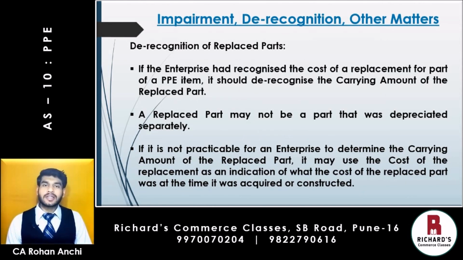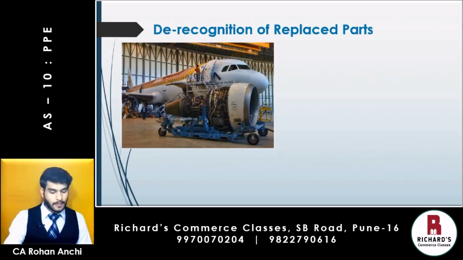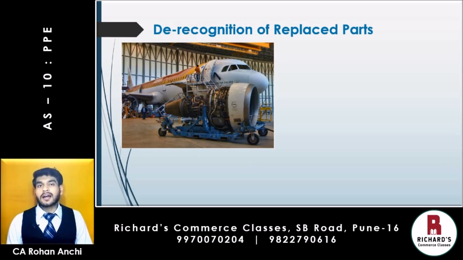Now, there is one more concept in derecognition, and that is derecognition of a replaced part. If an enterprise had recognized the cost of a replacement for part of a PPE item, it should derecognize the carrying amount of the replaced part. Let us see with an example. Let's say an organization had acquired an aircraft, but while recognizing, it has recognized the body of the airplane separately, that is the airframe, and the engine was recognized separately. This may be because they have a separate useful life, so it is necessary to account for them separately.